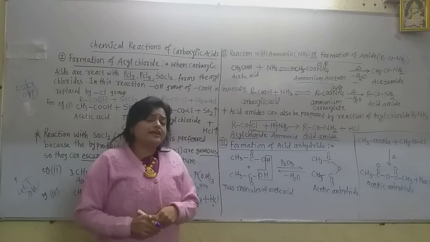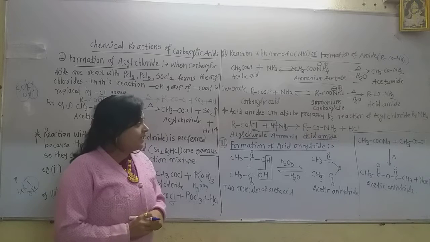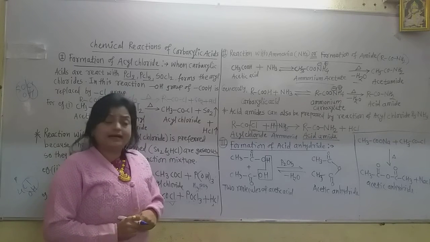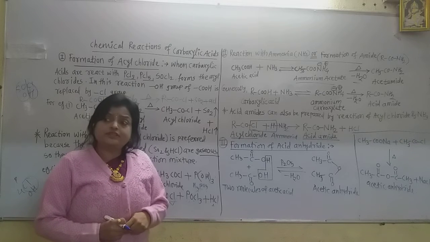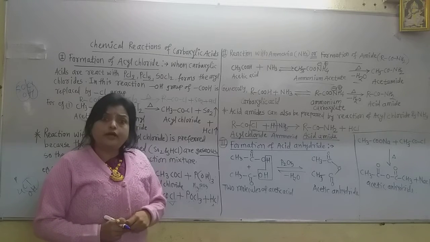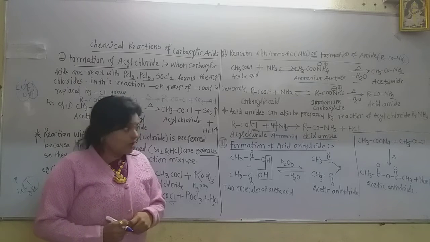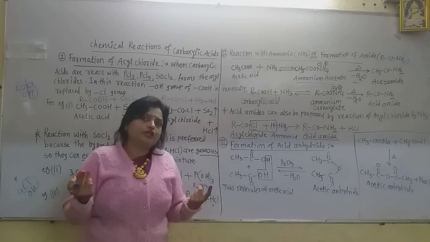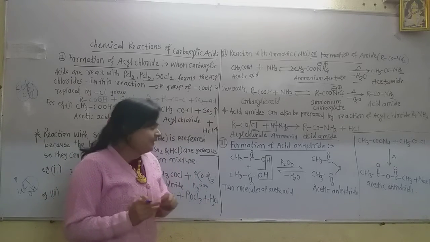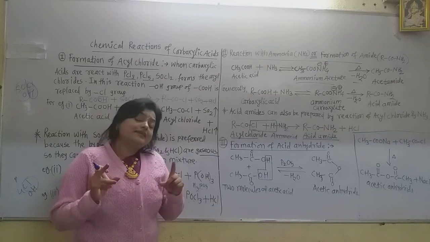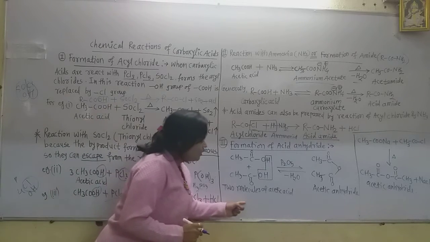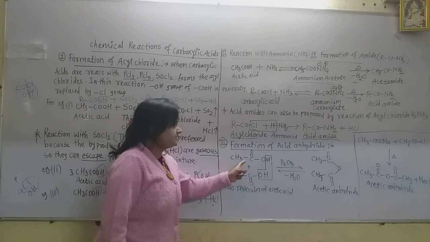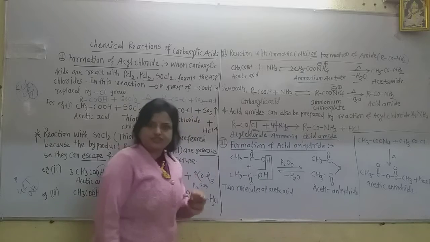Now the next chemical reaction of carboxylic acid is the formation of acid anhydride. In the formation of acid anhydride, we know that in the earlier standard we take 2 molecules of carboxylic acids for the preparation of the acid anhydride. Anhydride means there is no water molecule, or removal of the water molecule. So take any 2 acid molecules. I take here 2 molecules of acetic acid, CH3COOH and CH3COOH. I write in this way.